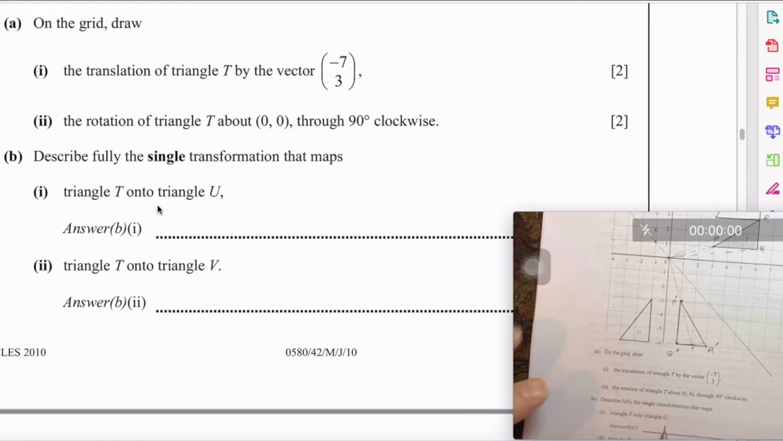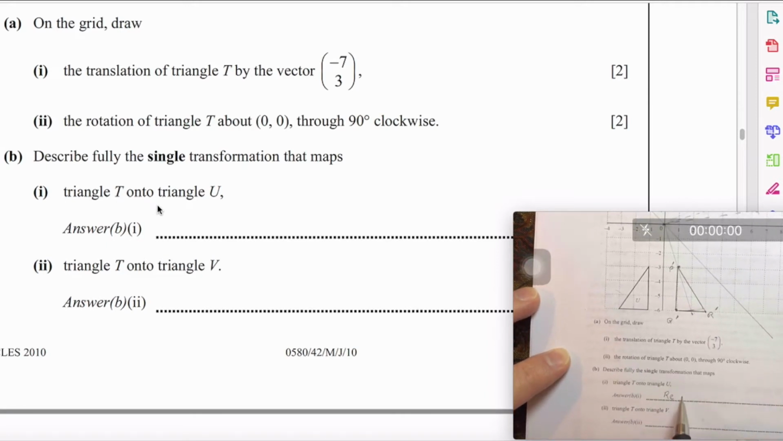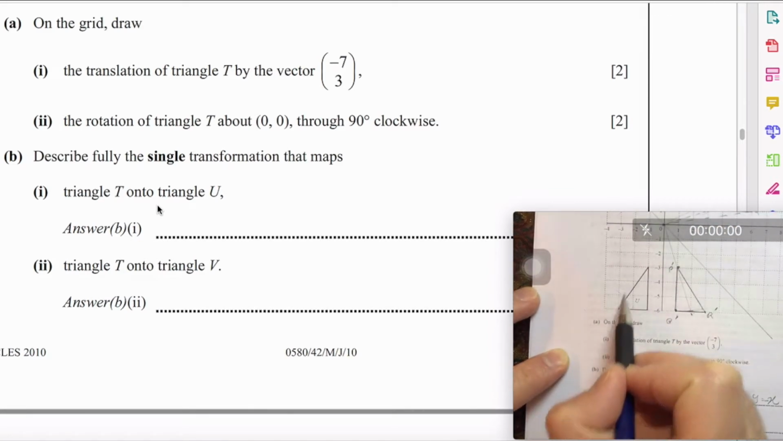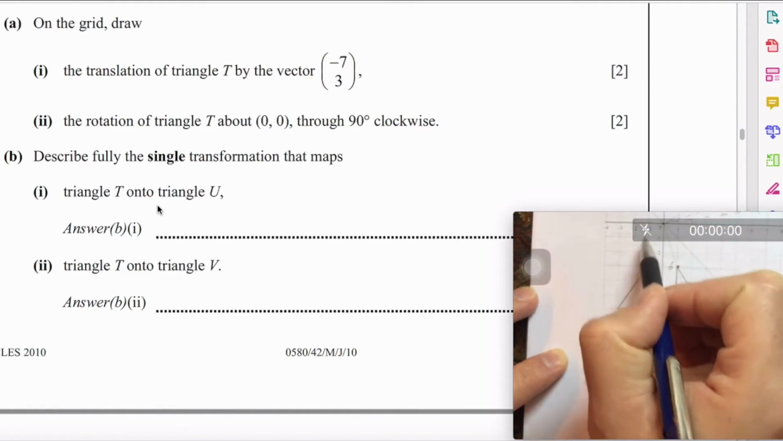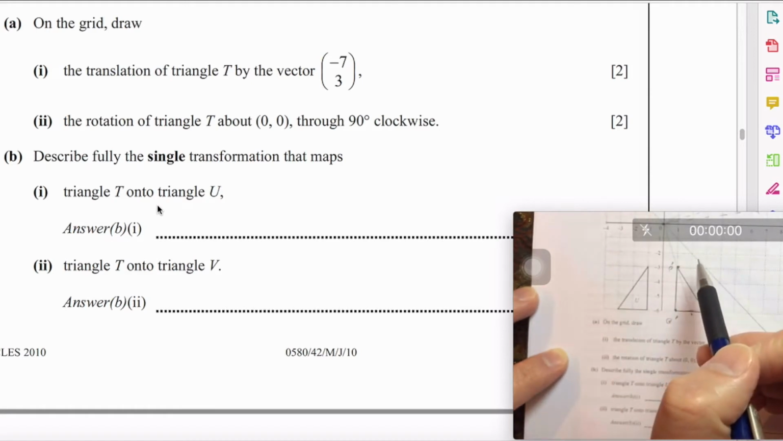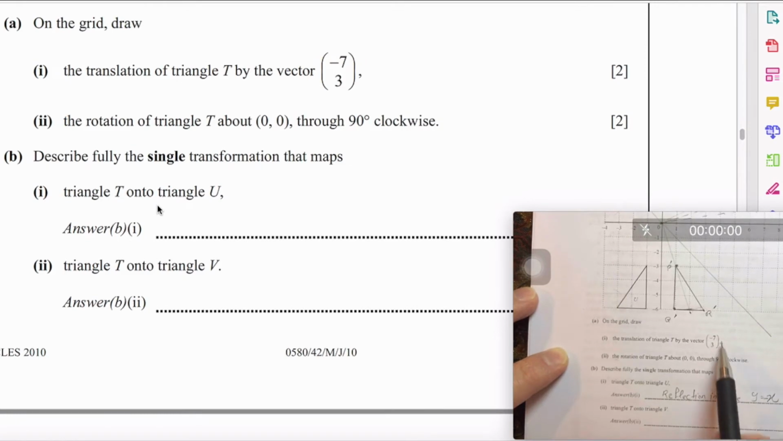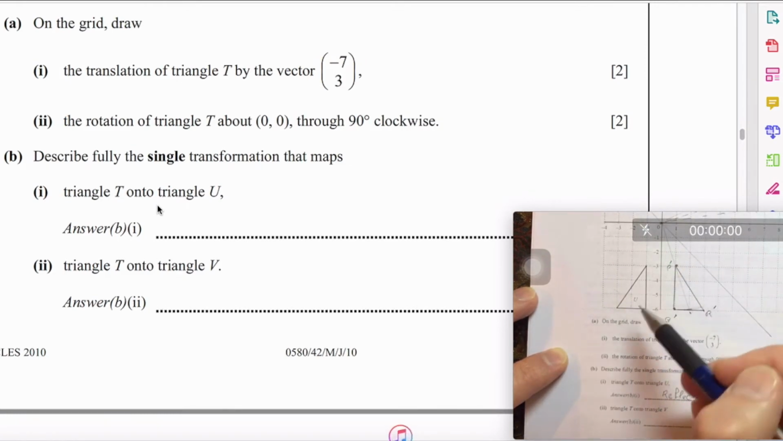So part B, I will say reflection. It has two marks, so 2 points must be mentioned. So it is reflection in the line y is equal to negative x. Y is equal to x is the angle bisector of the first and third quadrant, and the angle bisector of the second and fourth quadrant is the line y is equal to negative x. So it is reflected in this line.